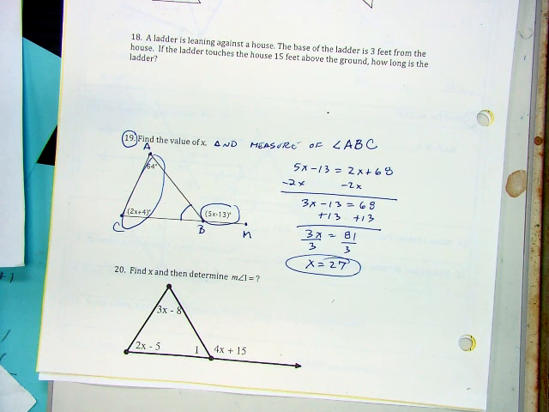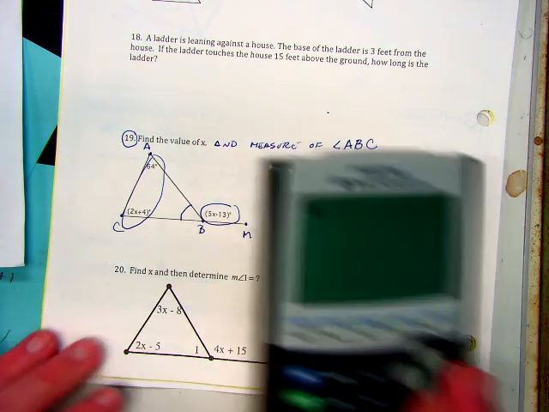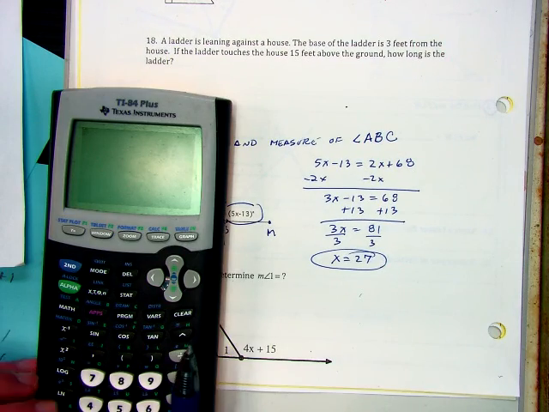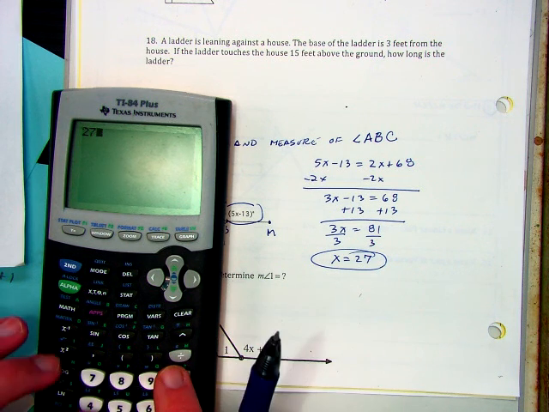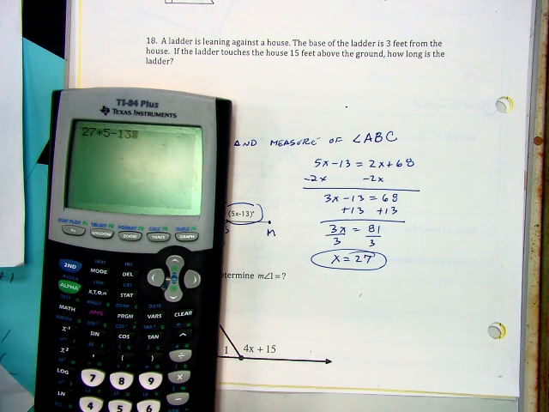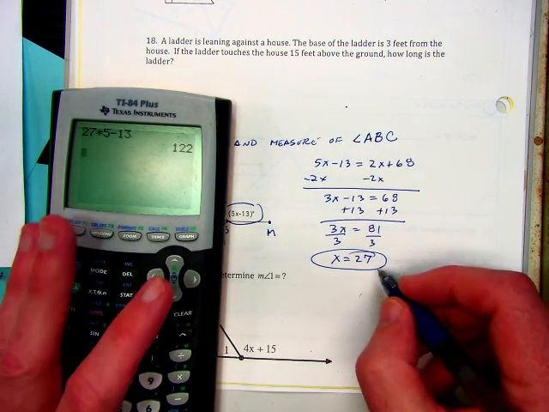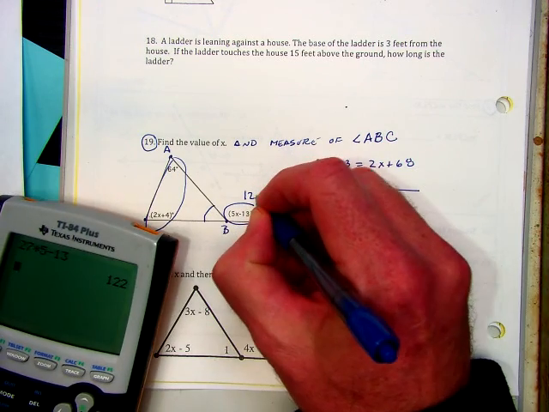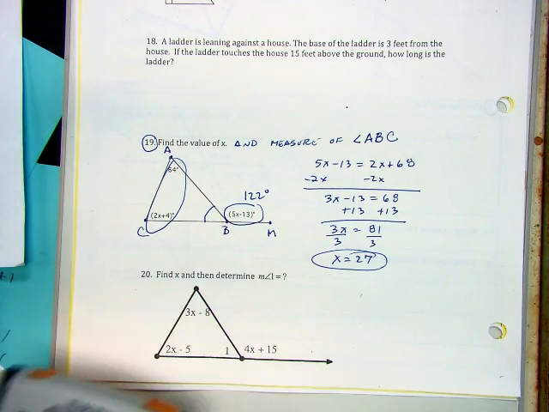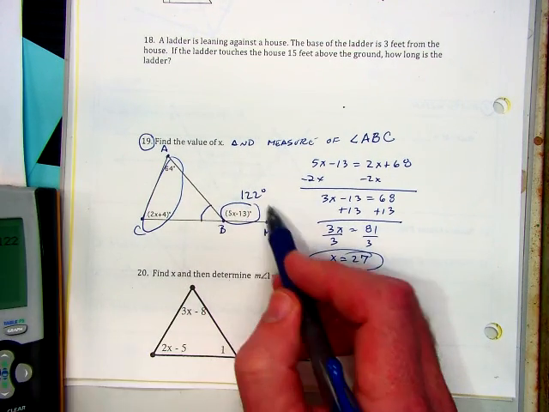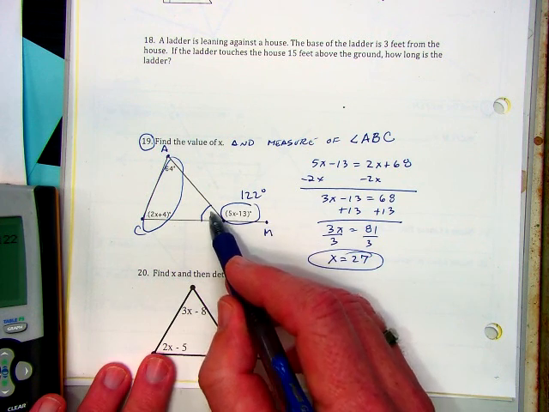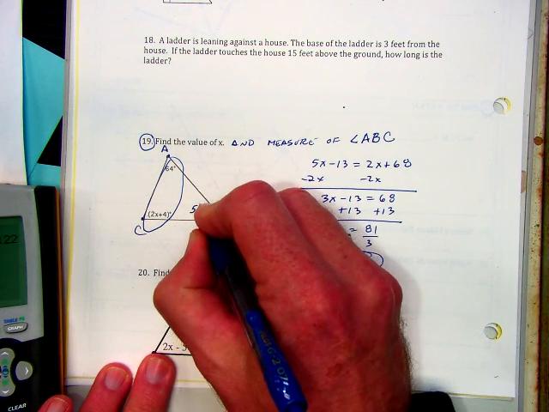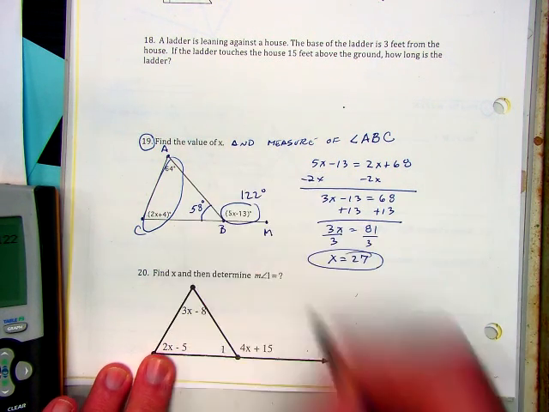And if I do 27 times 5 minus 13, I'm going to get 122. So this angle is 122. Since these are a linear pair, if I do 180 minus 122, I believe that this is 58. And that would be our answer for ABC.